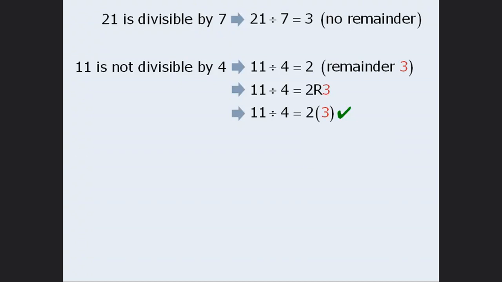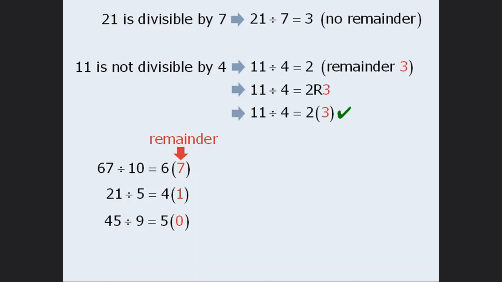Okay, just to be sure that you fully understand this concept, let's look at a few more examples. When we divide 67 by 10, we get 6 with remainder 7. When we divide 21 by 5, we get 4 with remainder 1. And finally, when we divide 45 by 9, we get 5 with remainder 0. This, by the way, means that 45 is divisible by 9. Now, I should mention here that the concept of remainder only applies to positive integers. So you will never encounter a remainder question that has negative values.